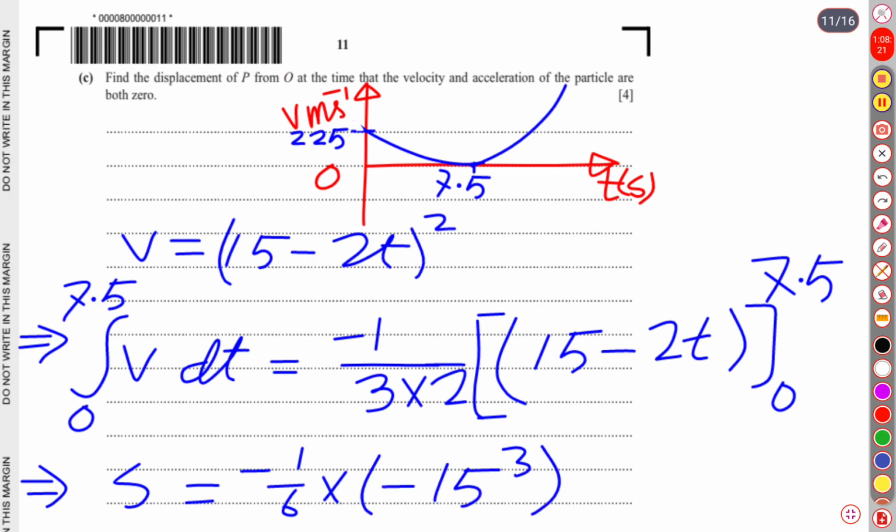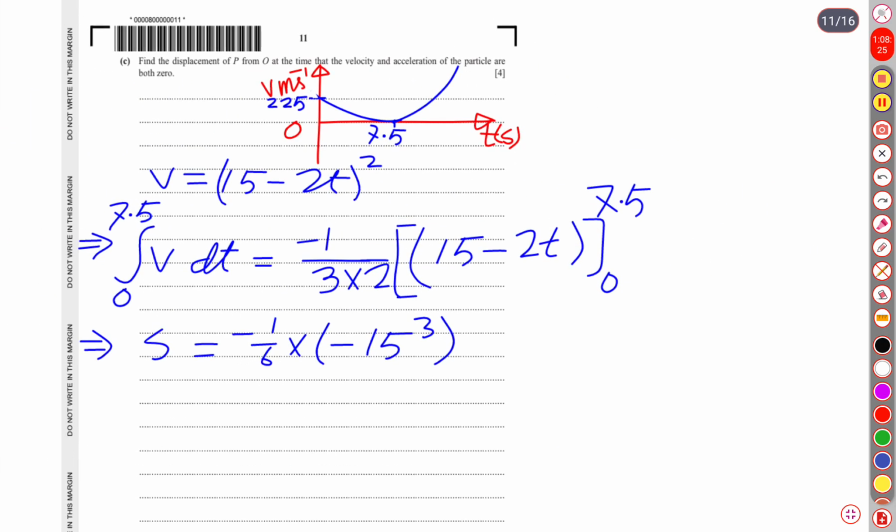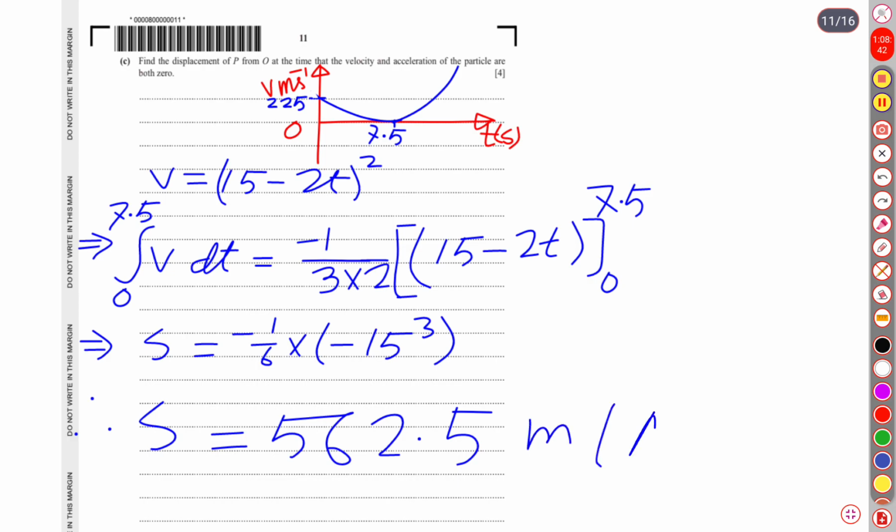15 cubed. Hence our displacement is going to be, if we divide 15 cubed by 6, it is going to be 562.5 meters. You can round it up to 3 significant figures to write 563 meters. So that is what our final distance is.